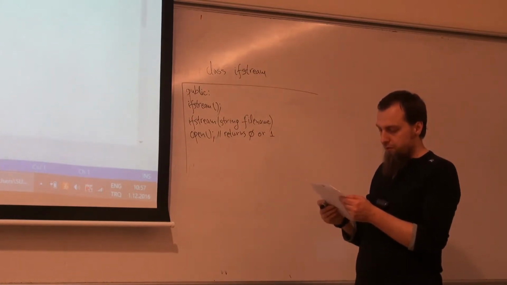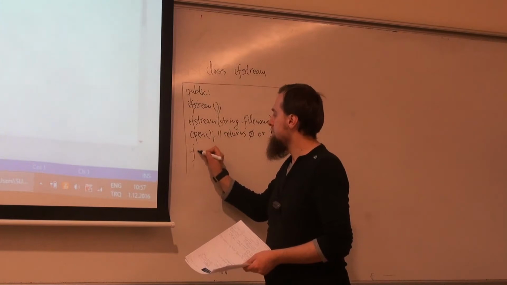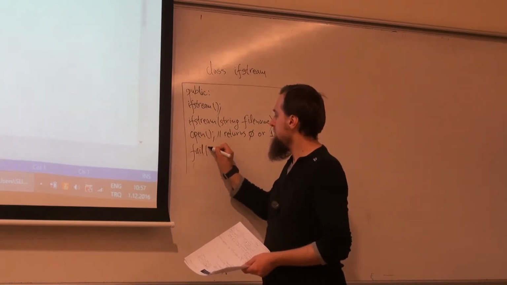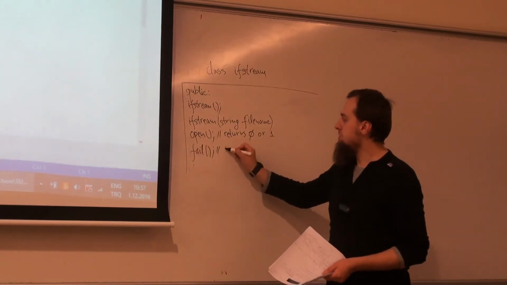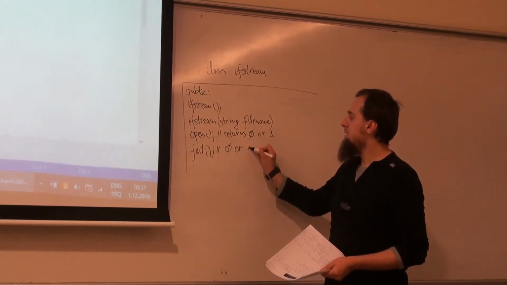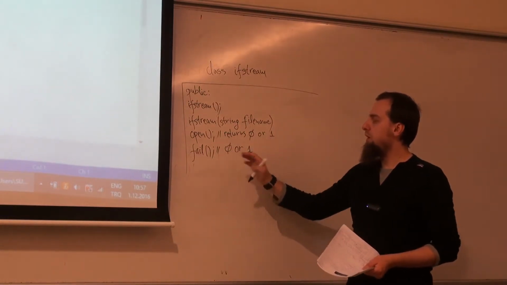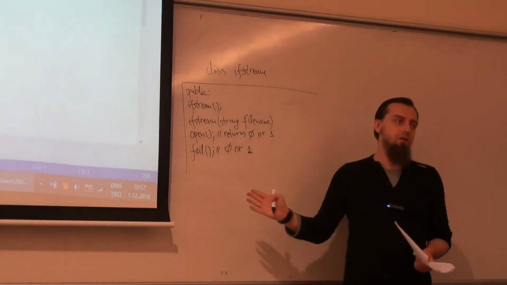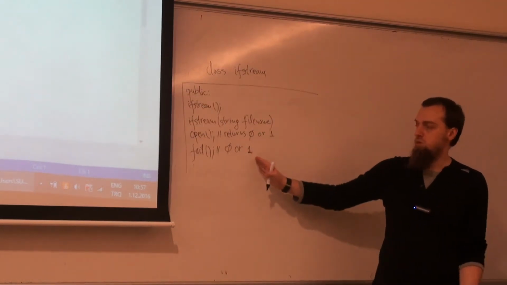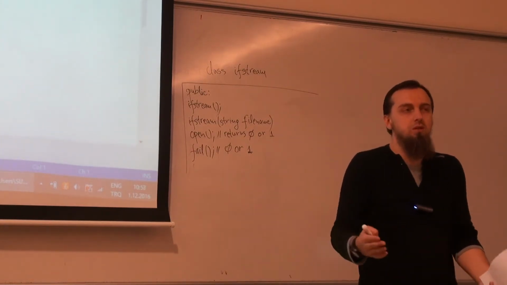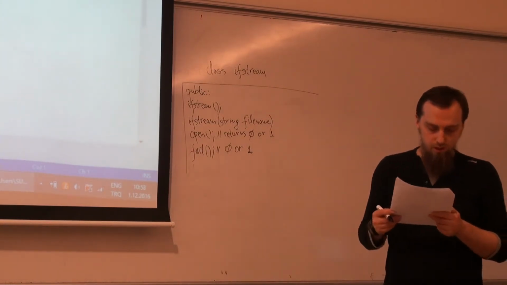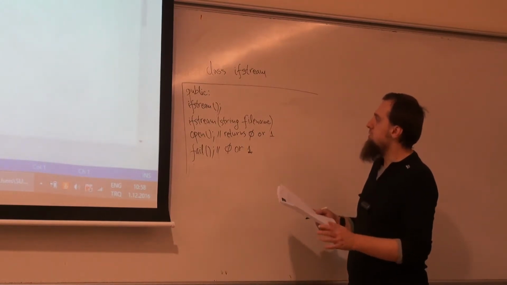There's another function called fail. It also returns 0 or 1, depending on whether we have failed when opening the file. If we cannot open it, it returns true, meaning we couldn't open it. If we open it, fail is 0, because it didn't fail. We opened it successfully. So far, so good.